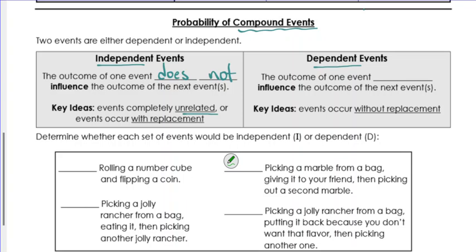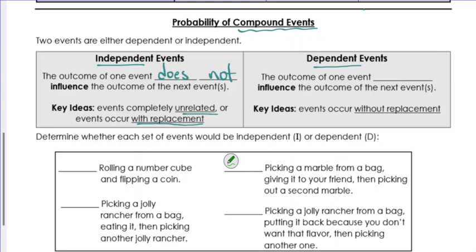The second is when you see this phrase, with replacement. So if we talk about a bag of marbles, I take out a marble and I replace it. If I put that marble back in, the first marble that I picked out does not affect the probability of the second marble that I picked out, because I replace it and I reset the bag.